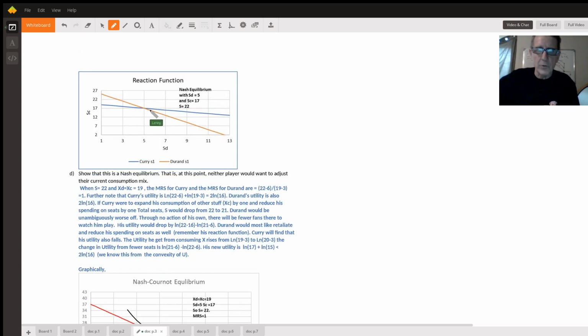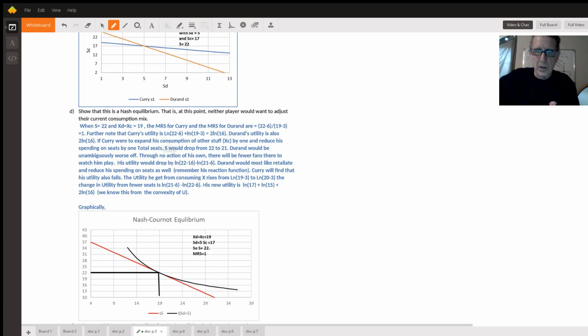Right there are the reaction functions, and we see when Durant buys 5 seats, Curry will buy 17, for a total of 22 seats. If we plug back in, we can see that when S equals 22, both Curry and Durant will buy 19 units of other stuff. We have positive external benefits, and we know that with positive externalities, there's an underproduction. That is, we should probably be having more seats.